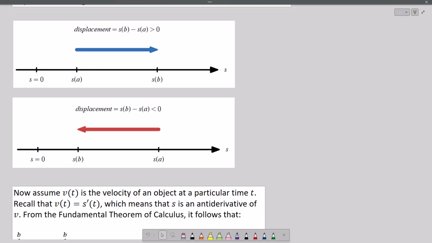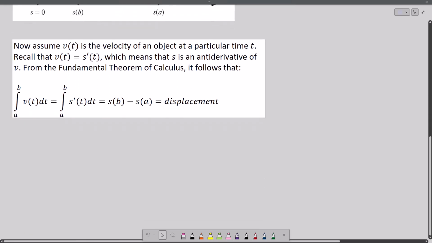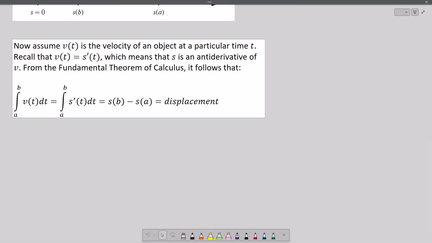Both those scenarios do have distance traveled. Distance traveled is always non-negative, 0 or positive. But displacement can be positive or negative. Or it could be 0. And if you drive to school and you drive home, your displacement is 0. But your distance traveled is certainly not 0.